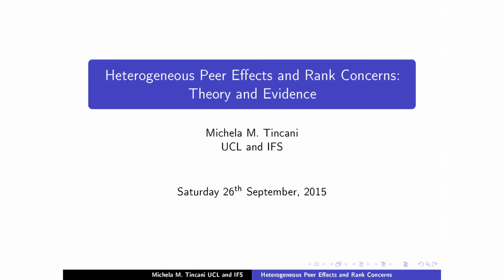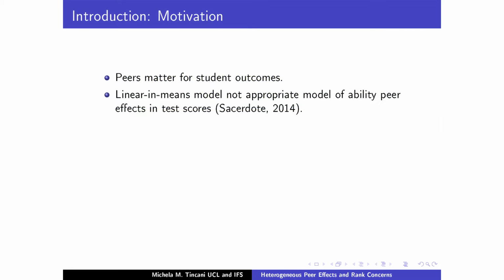Today I'm going to tell you about peer effects. We know that peers matter for student outcomes. Who your classmates are matters for your test scores. Another thing we know, however, is that a widely used model, the linear means model, doesn't seem to be an appropriate model to capture peer effects.